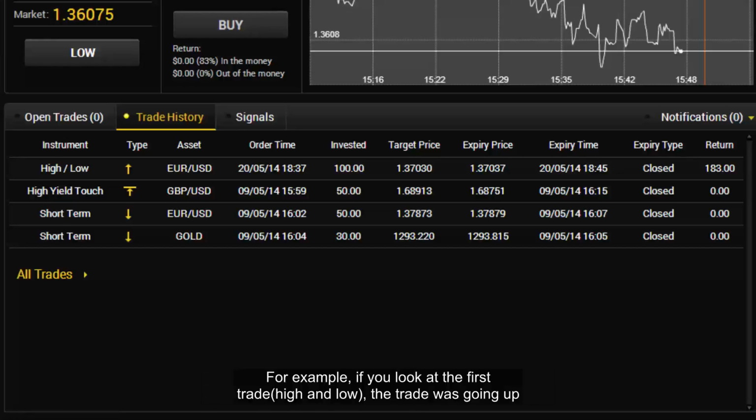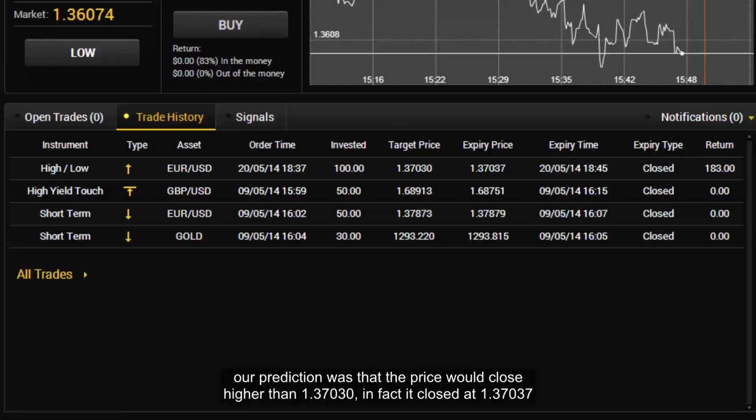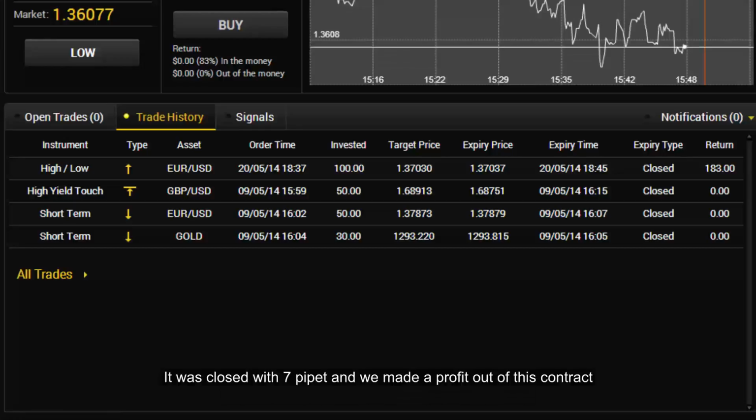For example, if you look at the first trade, high and low, the trade was going up. Our prediction was that the price would close higher than 1.37030. In fact, it closed at 1.37037. It was closed with 7 pipettes, and we made a profit out of this contract.